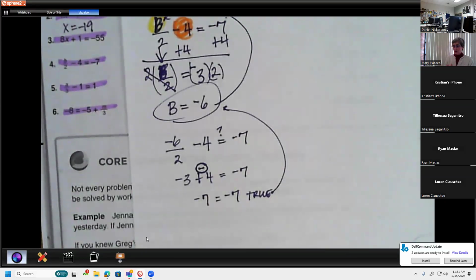But these algebra skills are really critical skills for the GED. So we really, really, really want you to get these because it's really going to help you with passing the math GED. Okay, that's all I have for today.